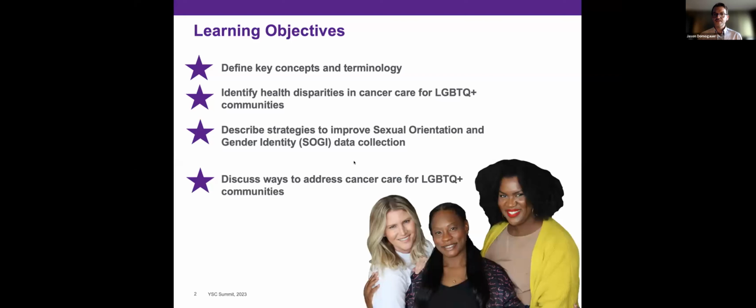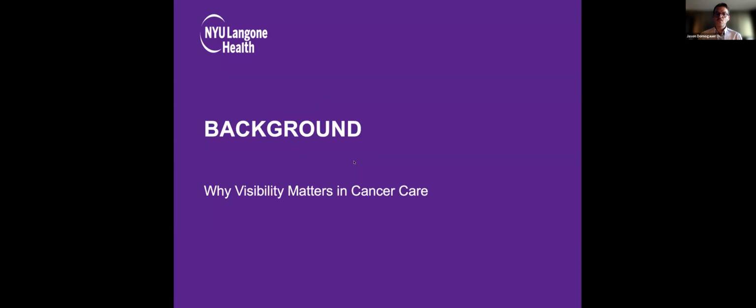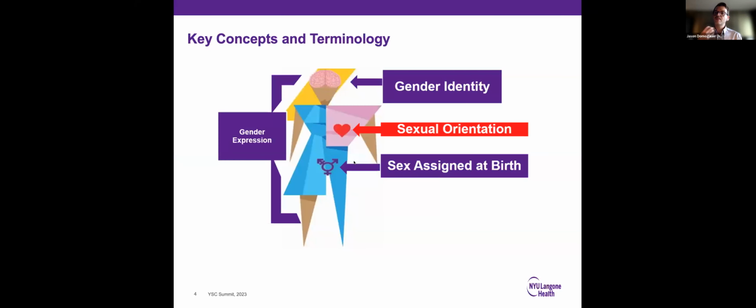So just some learning objectives as we get started. Really to define key concepts and terminology, identify health disparities in cancer care for LGBTQ+ communities, define some strategies to improve sexual orientation and gender identity data collection, and discuss ways to address cancer care for LGBTQ+ communities. So just a brief background on why visibility matters in cancer care. Visibility matters because it allows us to better tailor care towards the person and not assume things, and really be able to discuss the cancer treatments as well as the needs of our patients.